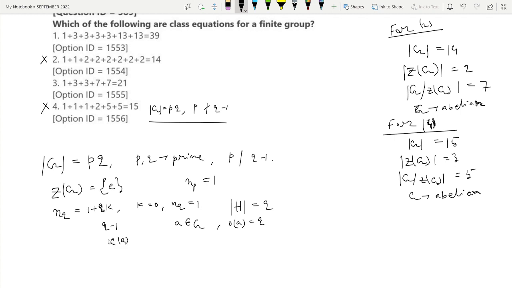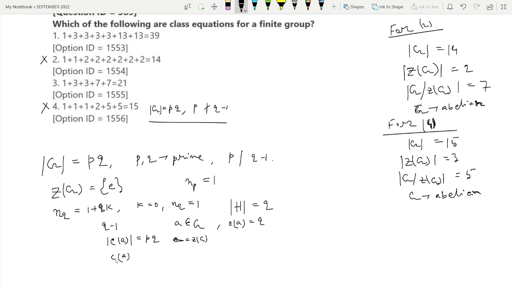because A belongs to this centralizer, so this is a subgroup of G of order a multiple of q, and this is not equal to, if this is P into Q, then A belongs to Z(G), which is a contradiction because C(A) equals G if and only if A belongs to Z(G).